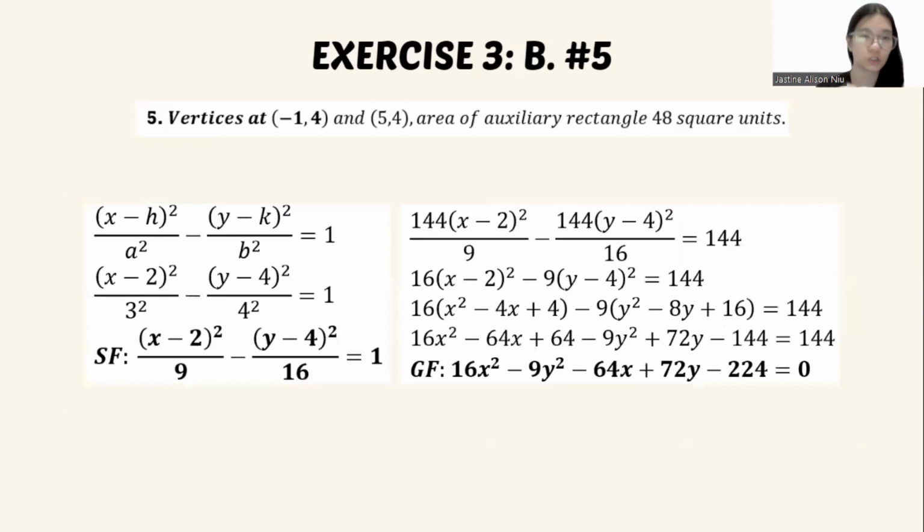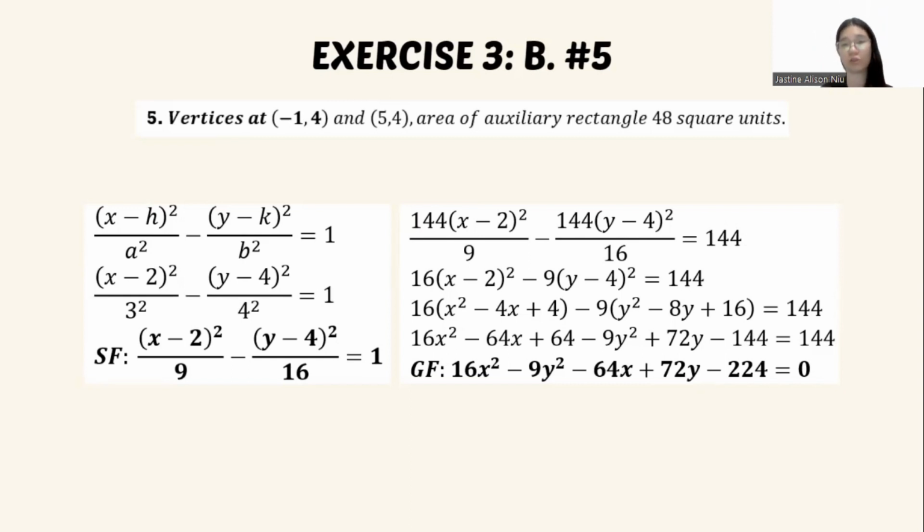And to finish the equation, we are going to find the standard form. Using the formula, x minus h squared over a squared minus y minus k squared over b squared equals 1. Substituting, x minus 2 squared over 3 squared minus y minus 4 squared over 4 squared equals 1. Then the standard form will be x minus 2 squared over 9 minus y minus 4 squared over 16 equals 1.